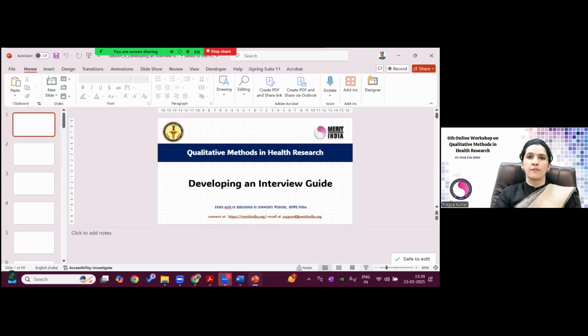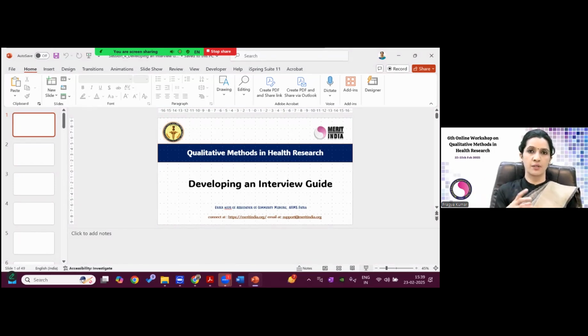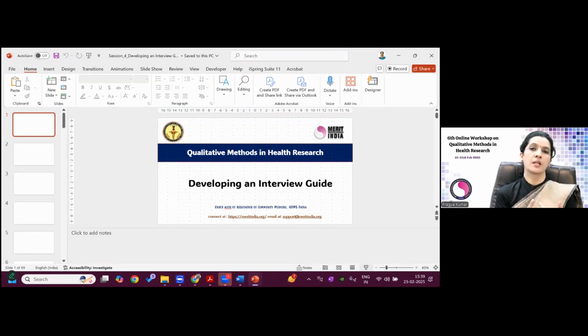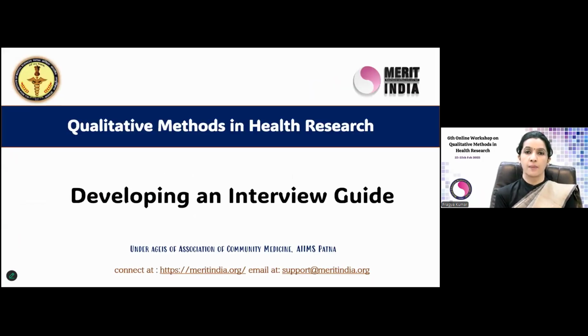So till now, what we have done: we started our day with the basic concepts of qualitative research design. We have seen how it is different from the quantitative one. What are the various paradigms? What is the worldview? What is the ontology, epistemology, axiology, and research method? We have seen the inductive and deductive approaches. We have seen the various types of qualitative research approach, like grounded theory, phenomenology, ethnography, narrative research, case study, qualitative descriptive, and mixed method.